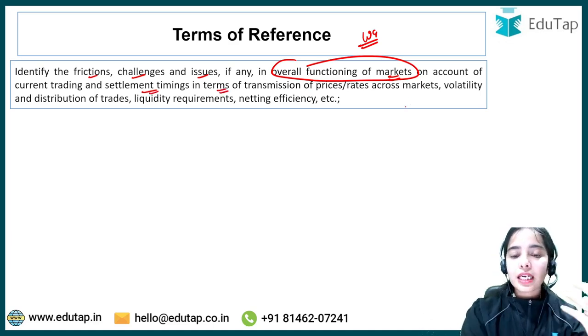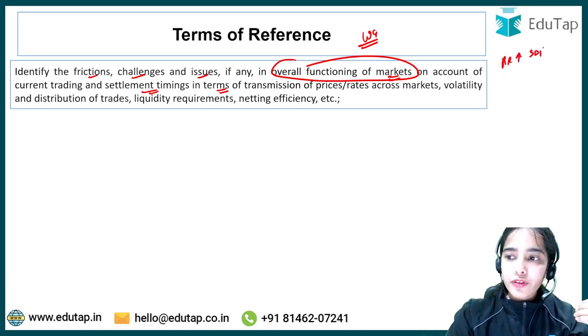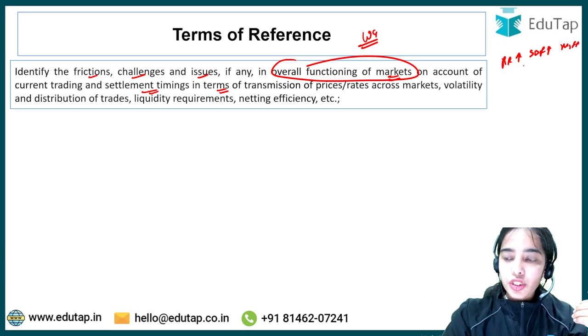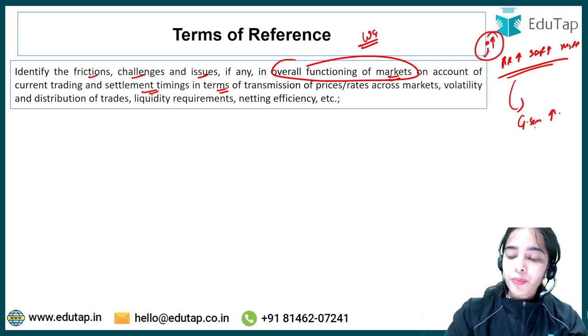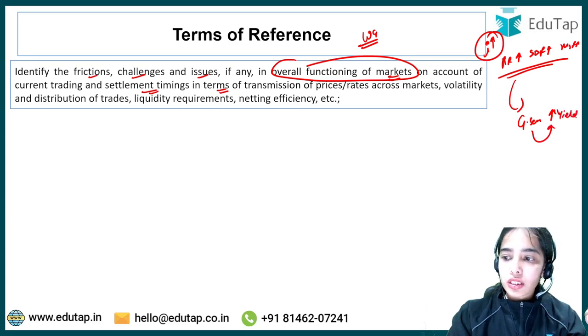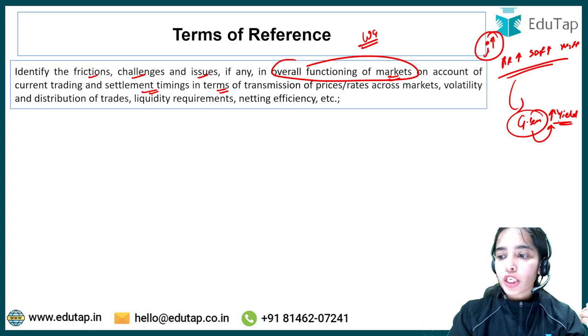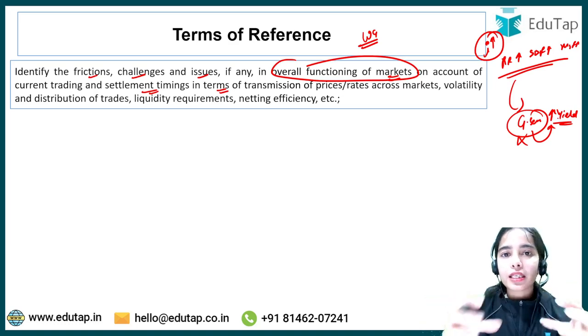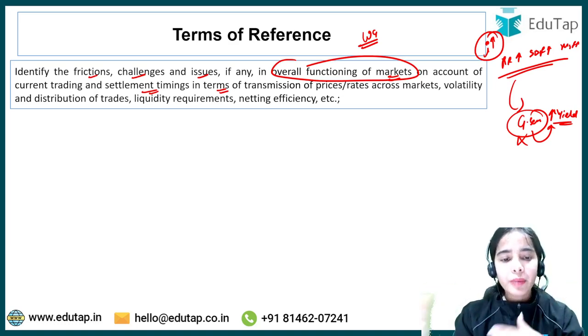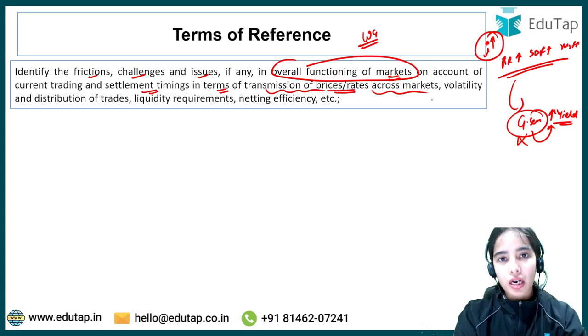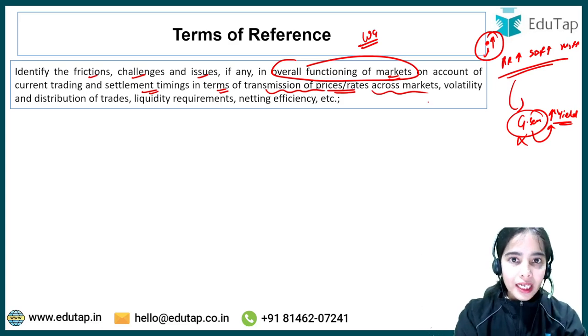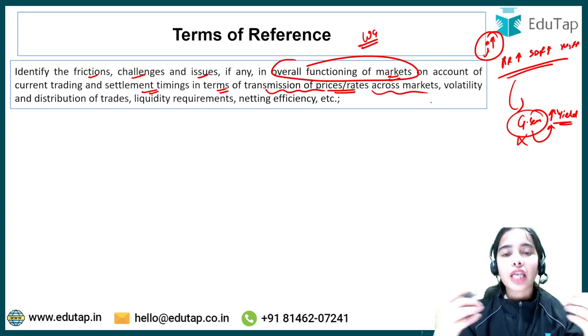In terms of, let's say, the repo rate has been increased, the SDF rate and the MSF rate have been increased. So with the increase in these rates, the government securities returns should also increase. When the interest rate is increasing, the yield for the securities should also increase. But let's say it is not happening because the trading timing and the settlement timings are different. There is a difference in the timing. So due to that, the prices or rates are not getting transmitted across the markets. So this kind of problem can come when the timings are not synchronized, when the timings are not complementary.